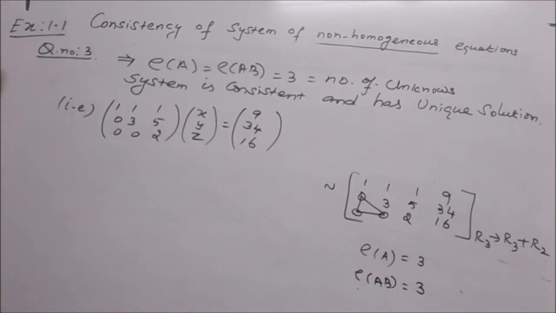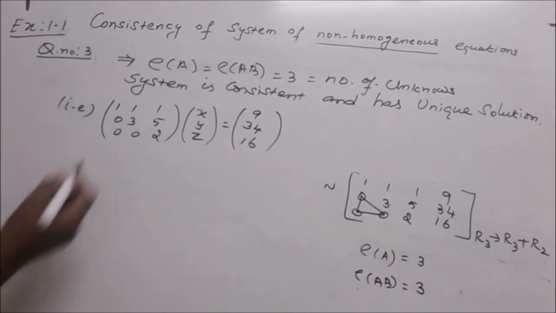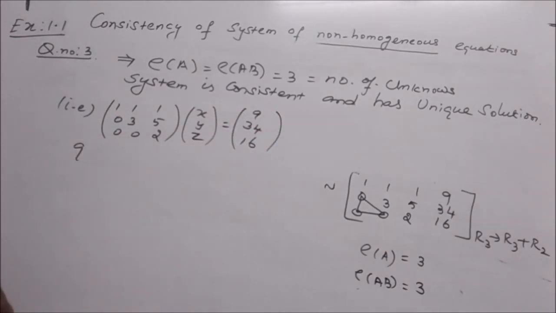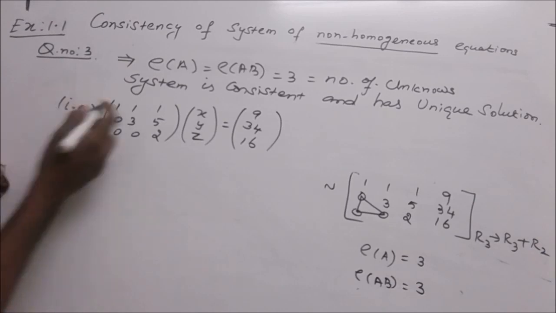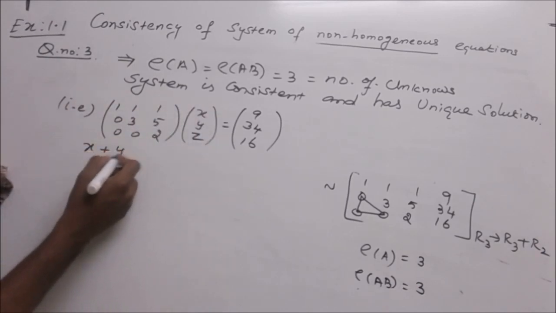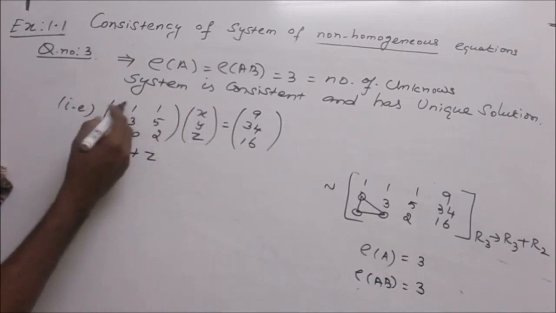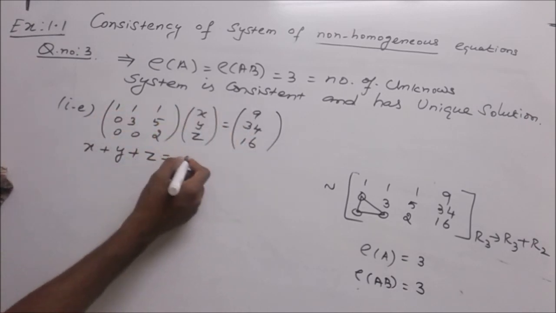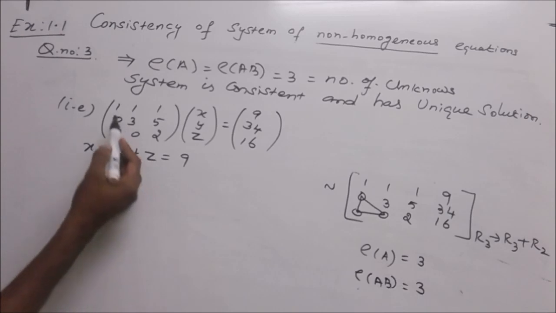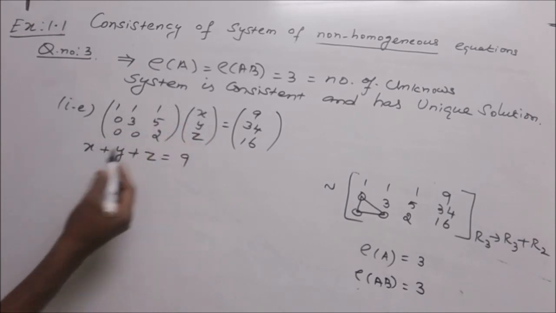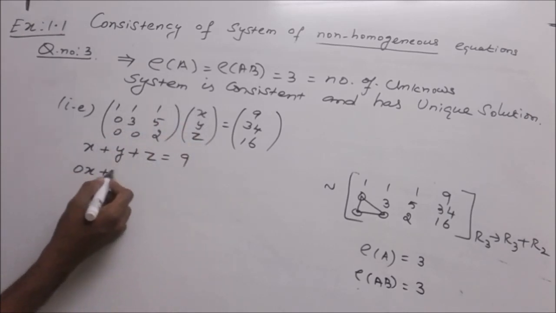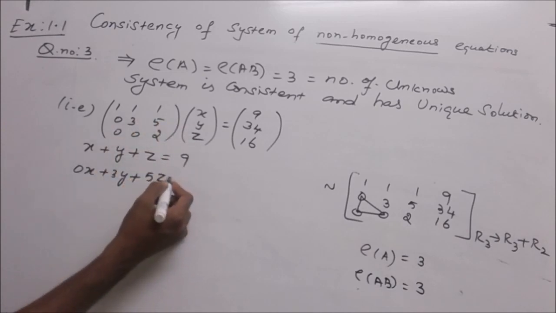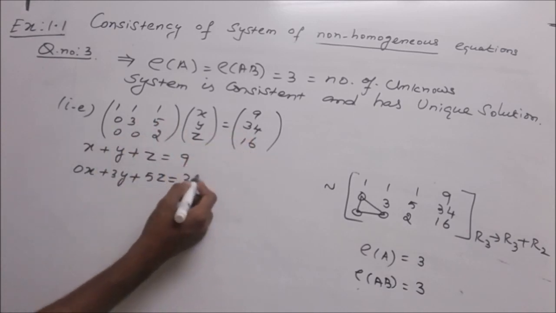Now we can form three different equations. The first one is 1x plus 1y plus 1z, which will be equal to 9. And the second equation is 0x plus 3y plus 5z equal to 34.